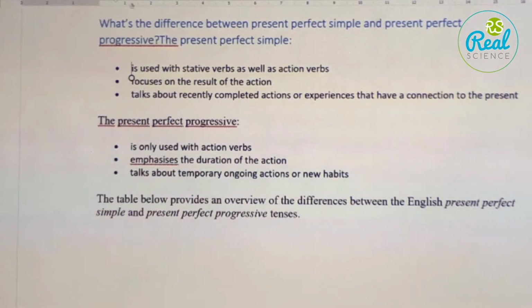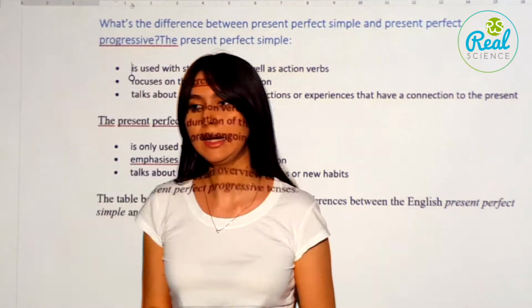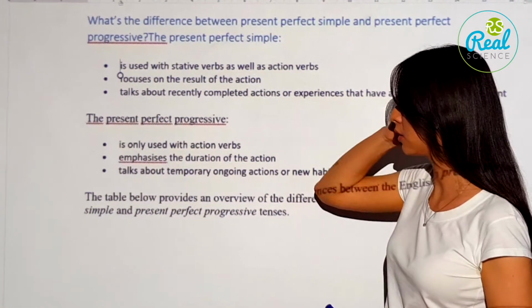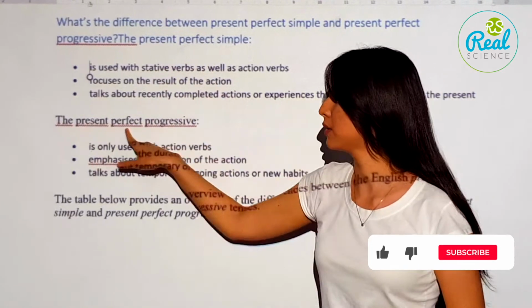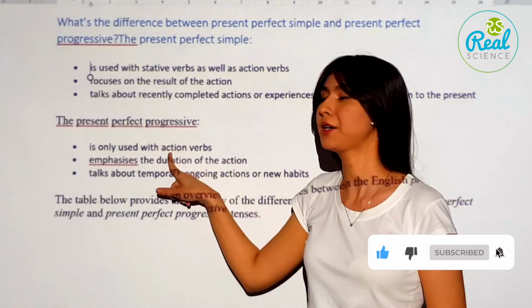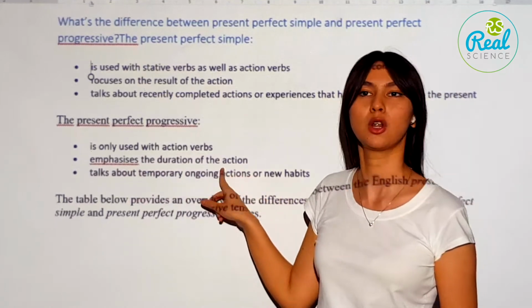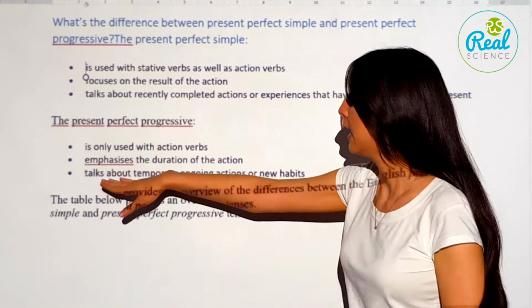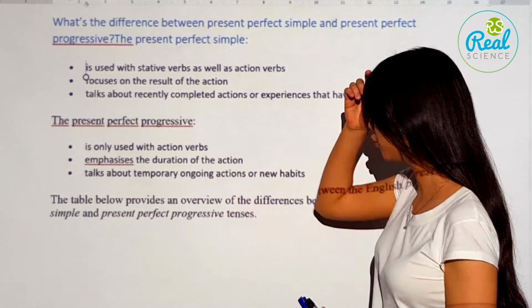Now, can you read the next one? Present perfect progressive is only used with action verbs, emphasize the duration of the action, talks about temporary ongoing actions or new habits. Okay, very good. So the main important thing is it is only used with action verbs. So as you can see the difference. So present perfect continuous form is used only with action verbs. Next one emphasizes the duration of the action. So as I told, it signals the duration, continuity of your action. And next one, it talks about temporary ongoing actions or new habits.